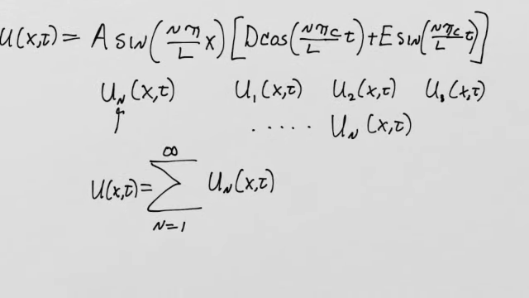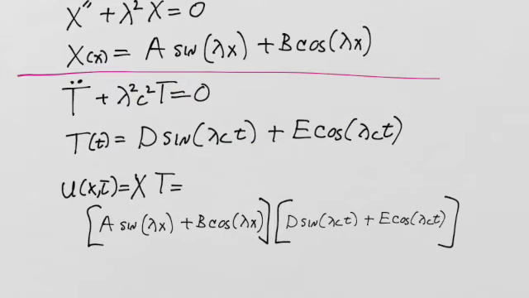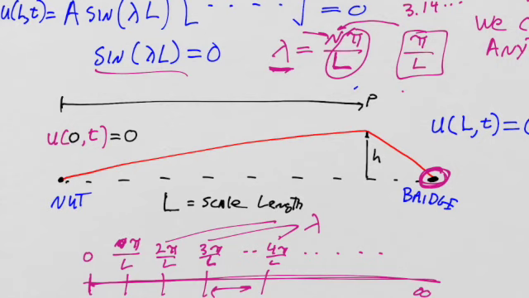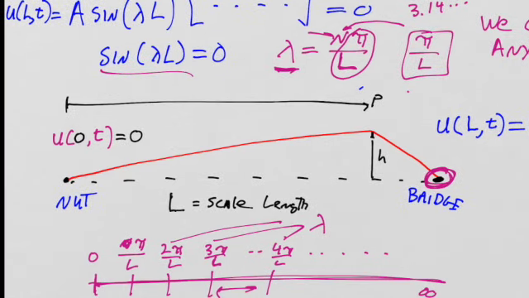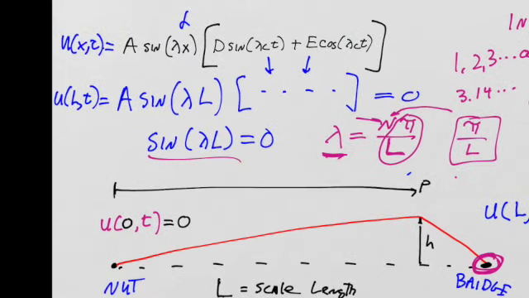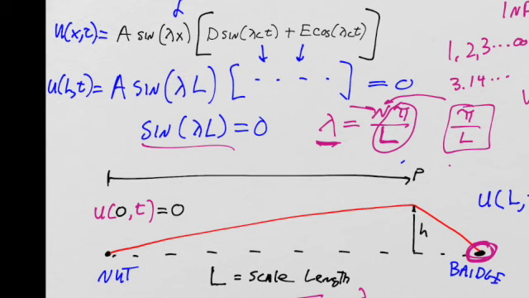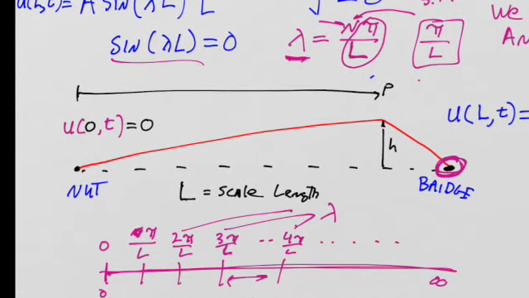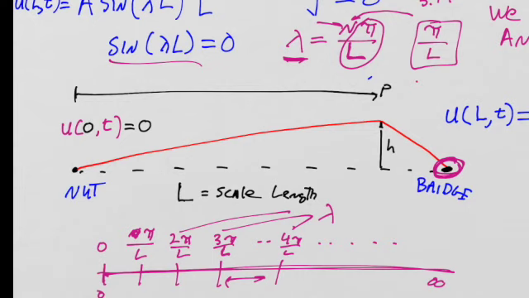We've used both boundary conditions, so now we have to go to a different set of instructions about the string. Remember, we asserted that the string had these boundary conditions at the nut and the bridge, and from those we figured out the value of b and the value of lambda. So b was 0, lambda is some arbitrary multiple of pi over L. But we didn't use the initial shape of the string, and we didn't use the fact that the string starts from rest.